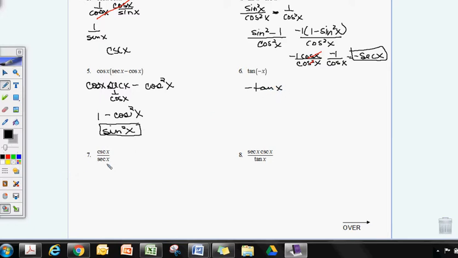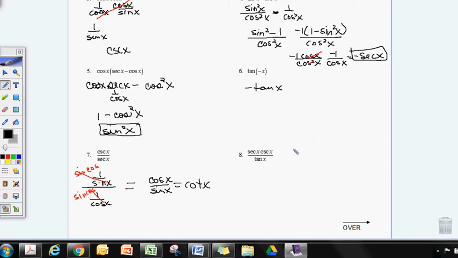Done. Cosecant is 1 over sine x, and secant is 1 over cosine x. I've got to actually multiply both top and bottom by sine and cosine. Sines cancel, cosines cancel, and I'd be left with a cosine x over a sine of x, which is just going to be a cotangent of x.